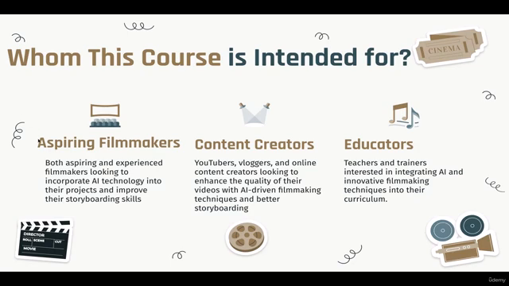Let's talk about the first one here, aspiring filmmakers. Both aspiring and experienced filmmakers looking to incorporate AI technologies into their projects and improve their storyboarding skills. If you're one of those people, this is definitely the right course for you, because in this course, you're going to learn how to automate and speed up your filmmaking process using AI technologies. We're going to learn how to use AI text to film generators, where you can just type in any film topic and any genre that you want, then click generate, and in less than a couple of seconds, AI is going to generate a complete film. That's very cool, right?